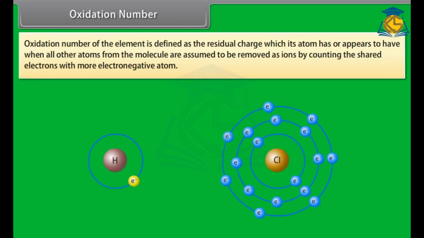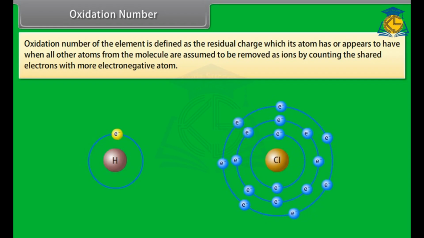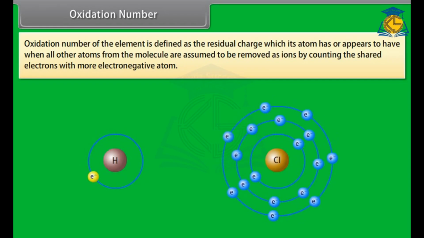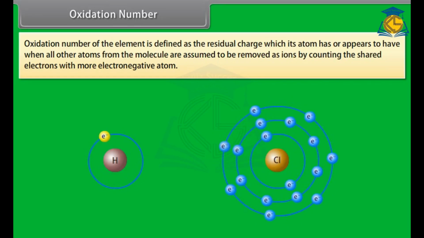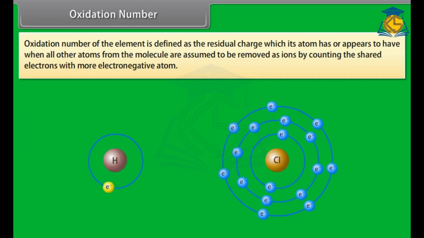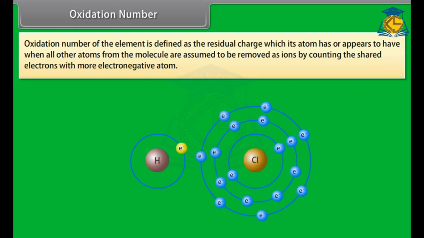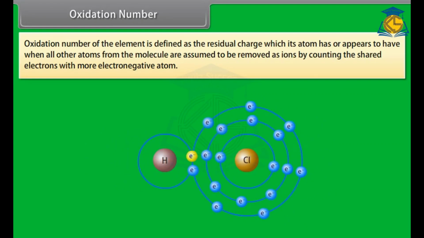Oxidation number of the element is defined as the residual charge which its atom has or appears to have when all other atoms from the molecules are assumed to be removed as ions by counting the shared electrons with more electronegative atoms. Consider an example of hydrogen chloride molecule.